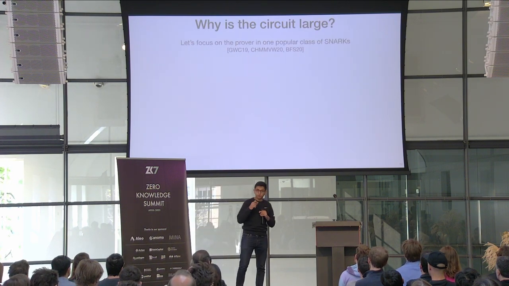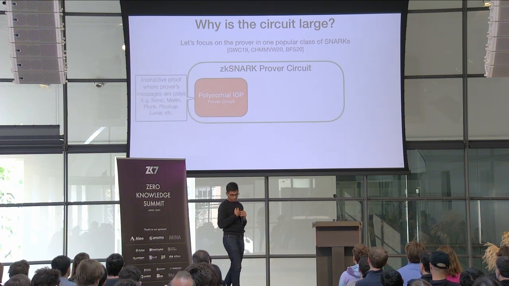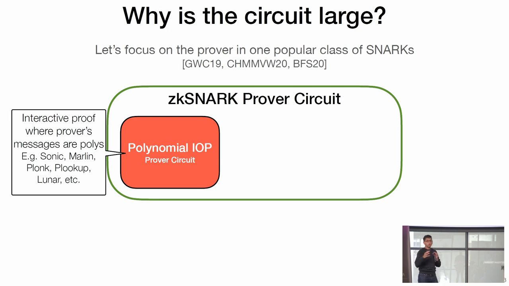As I said, we'll focus on this class of SNARKs, which rely on polynomial IOPs and polynomial commitments. So polynomial IOP, for those who are not familiar, is an interactive protocol between a prover and a verifier, where the prover's messages are polynomials. Okay. So this includes Sonic, Marlin, basically all the protocols I talked about on the slide there.